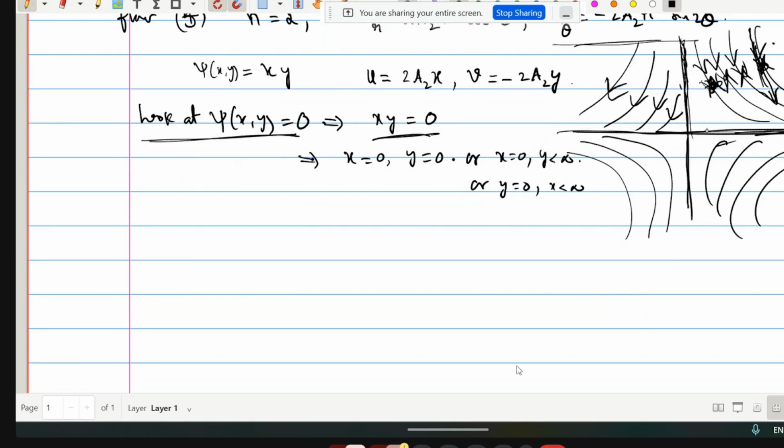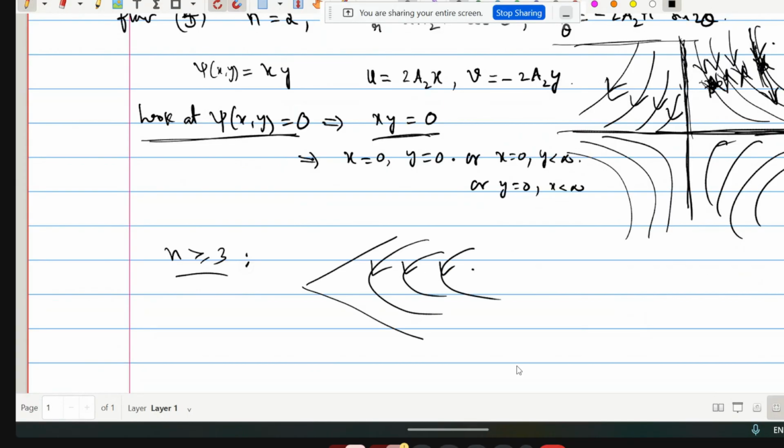This is the flow between these angles, 0 to pi by 2. So when n is greater than or equal to 3, that is what you are seeing between the wedges. All the flow is happening between the edges. But the direction, based on your u theta, you decide. And you can also see this one. You look at that, it will be symmetric, no?